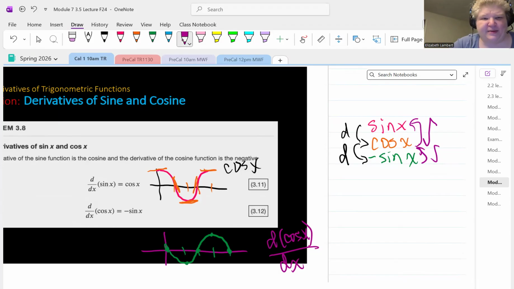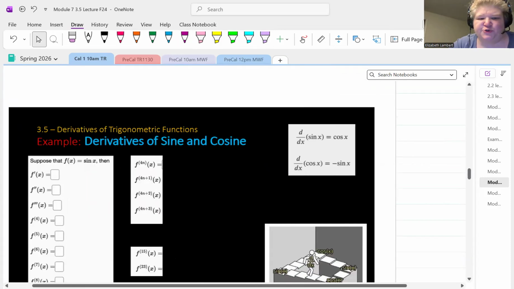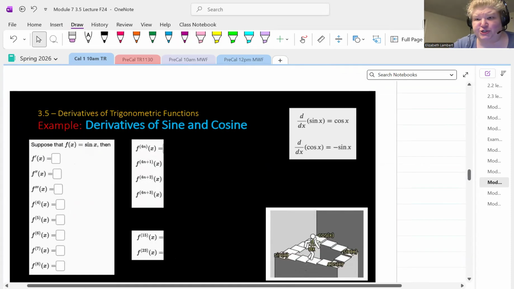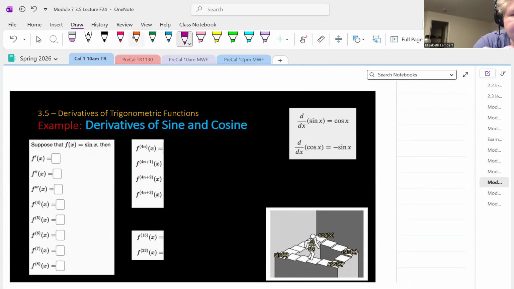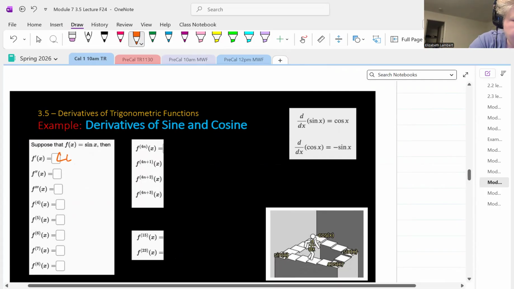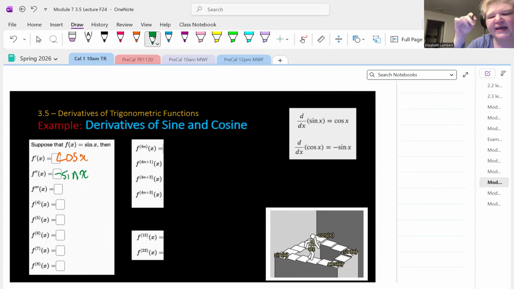Now we're going to think about this, and I'm going to screenshot our little doodle here. What if I do more than just those initial two derivatives? So if my original function is sine x, then we know the derivative of that is cosine. So that's our first blank here. And then the derivative of cosine must be negative sine. So negative sine of x.